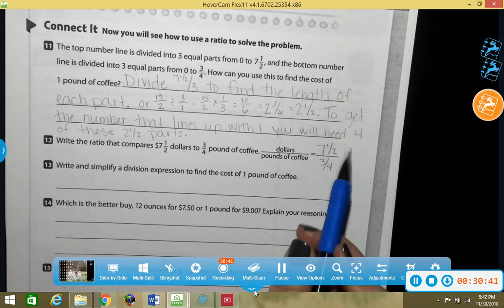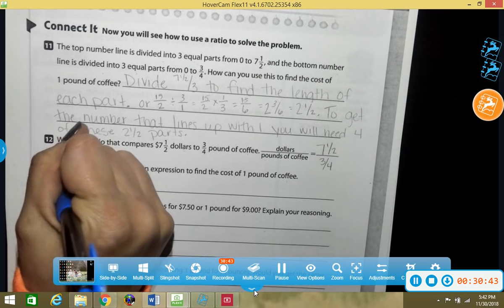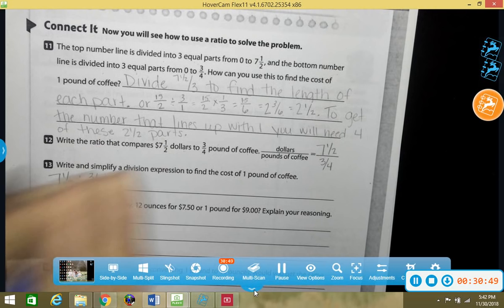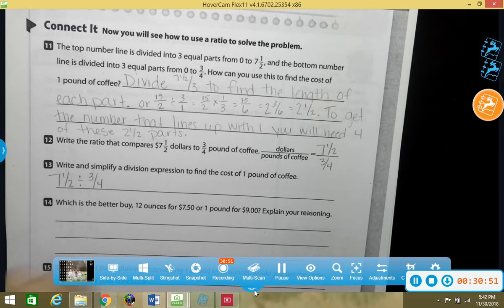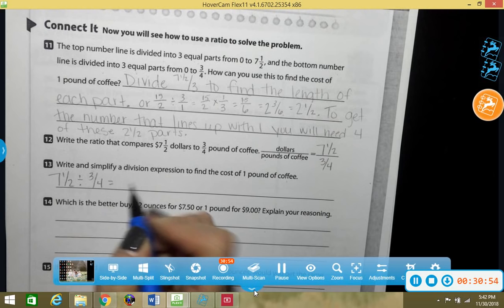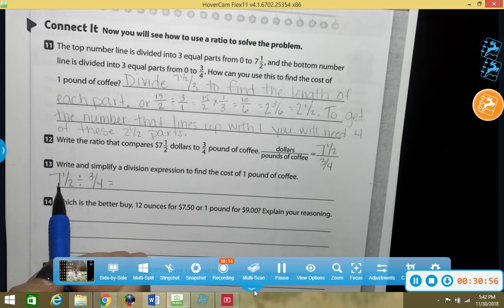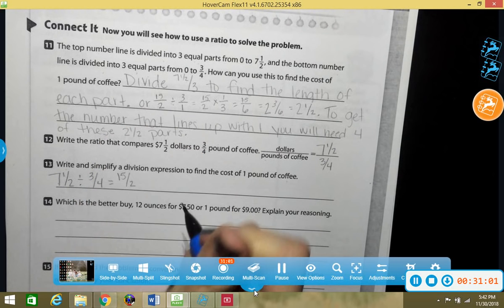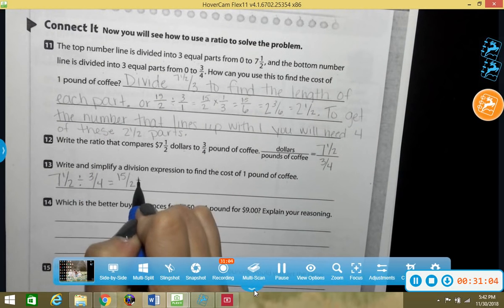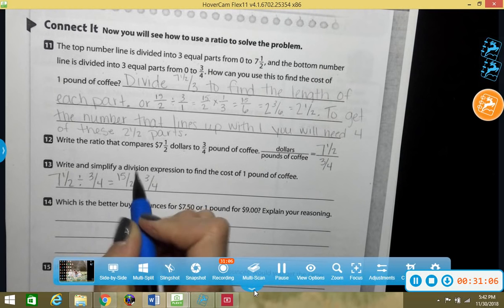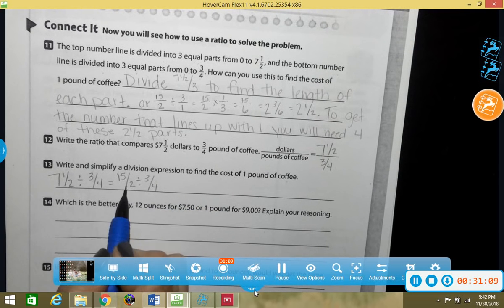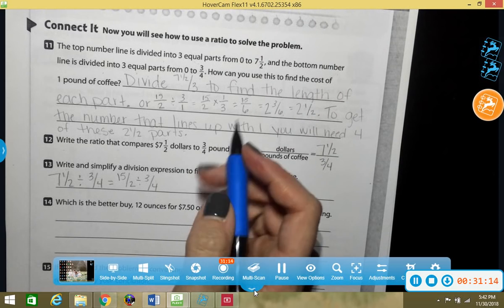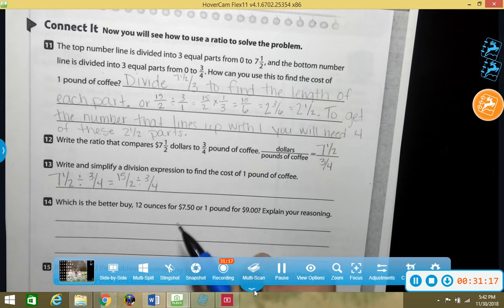Write and simplify a division expression to find the cost of 1 pound of coffee. So we have this division here. So 7.5 divided by 3/4. So the first thing we have to do is change this mixed number into an improper fraction. 2 times 7 is 14, plus 1 is 15, and you keep the denominator. So the first step was to change the mixed number into an improper fraction.